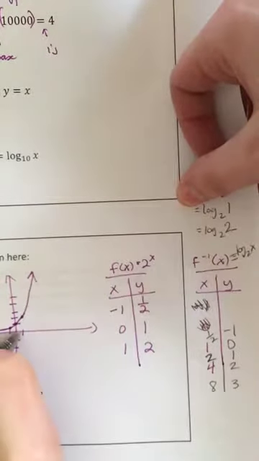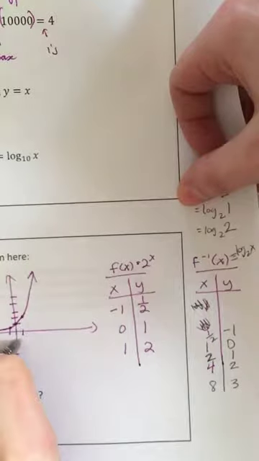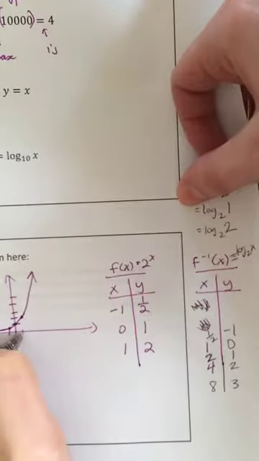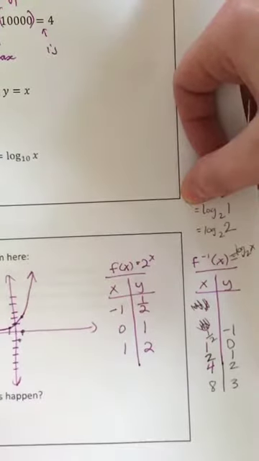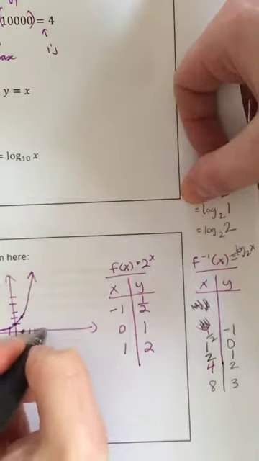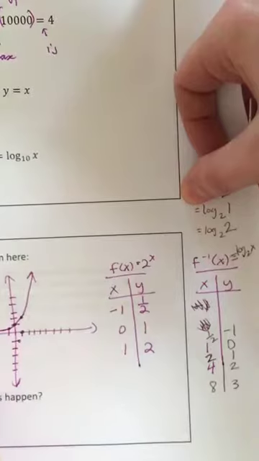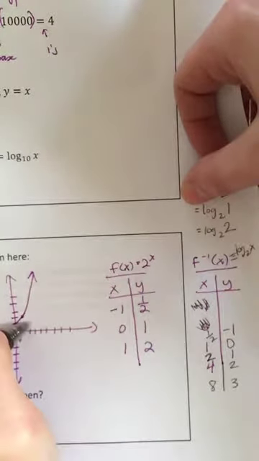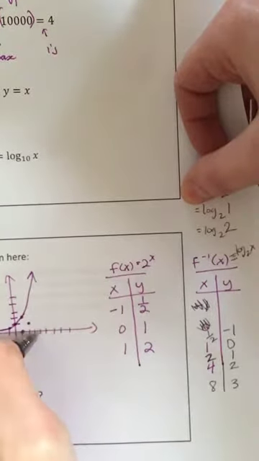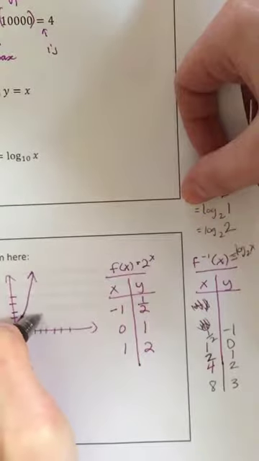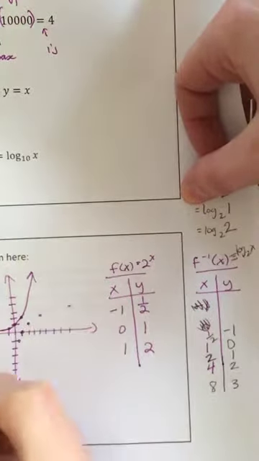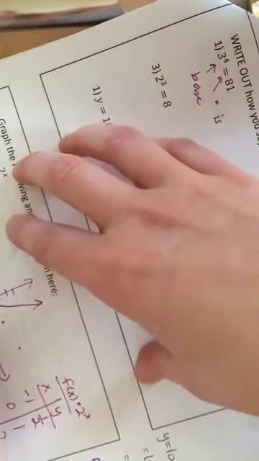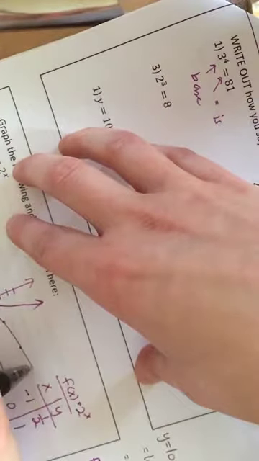At 1/2 on my x, my y is at -1. At 1 on my x, it's 0 on my y. 2, 3, 4, 5, 6, 7, 8. Okay. 2 is at 1. 4 is at 2. 8 is at 3. So we see a curve.